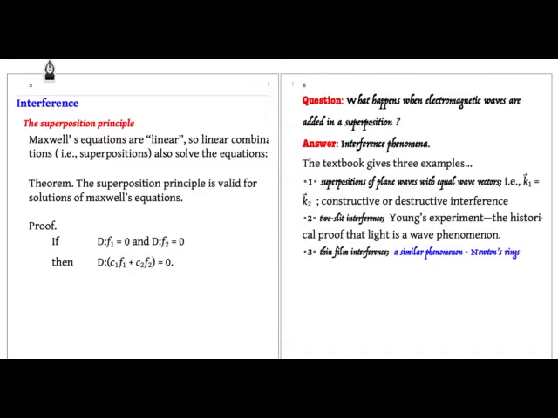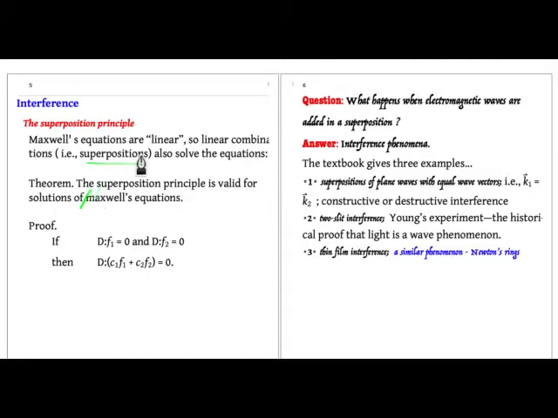All right, so now we've reviewed electromagnetic waves and geometrical optics, something we talked about last week. And now we come to interference. Interference is a consequence of the superposition principle. Maxwell's equations are linear. So linear combinations, that is to say superpositions, of solutions also solve the equations. So here's the theorem: the superposition principle is valid for solutions of Maxwell's equations.